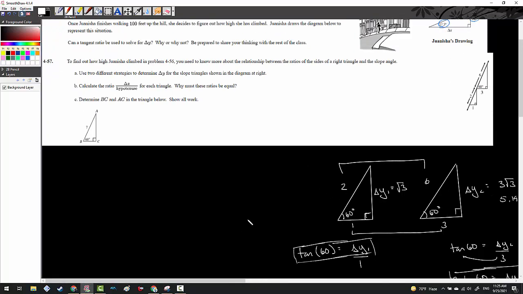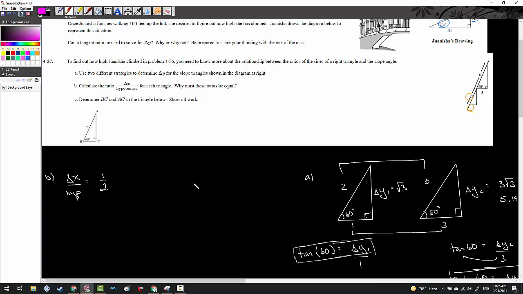Now, it says, calculate the ratio of the delta x over the hypotenuse for each triangle. Why must these ratios be equal? So, oops, that's A. So I did A over here on the right side. So I'm going to do B here on the left side. It's a little backwards, but I think we can handle that. If I do delta x over hypotenuse, I'll go and abbreviate that as HYP. Delta x over hypotenuse for this triangle here is going to be 1 over 2, right? It's just going to be the 1 over the 2.